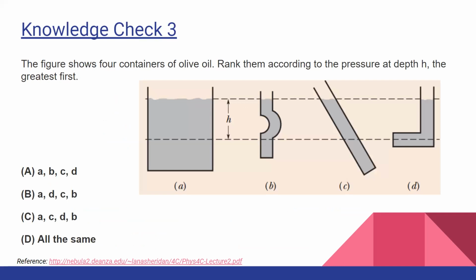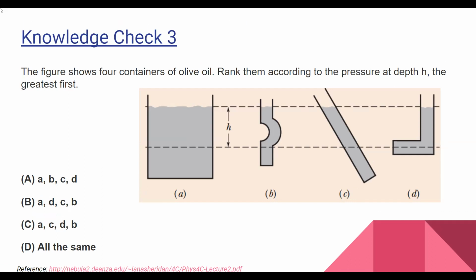So this figure shows 4 containers that are full of olive oil. Rank them according to the pressure at depth H, and we will go from greatest to least. So anyone want to put the answers in the chat? I'll give you a few minutes to think about this one.